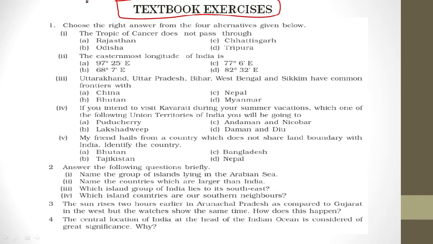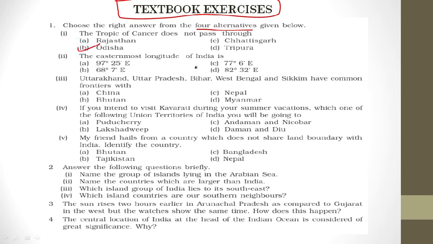So first question is, choose the right answer from the four alternatives given below. You have four alternatives and let us try to answer the question. First question says, the Tropic of Cancer does not pass through. Let us try to find out. Rajasthan, yes, it does pass through. Chhattisgarh, it passes through Chhattisgarh. Tripura, yes, the answer will be Odisha.